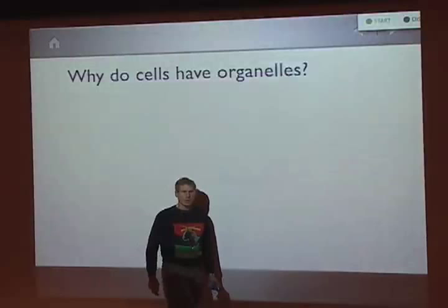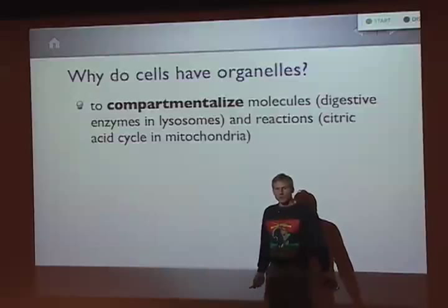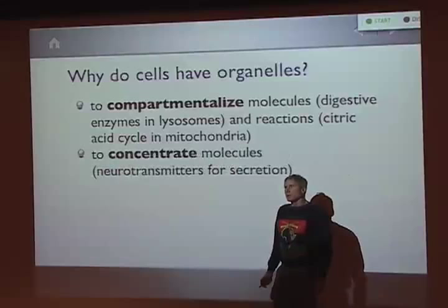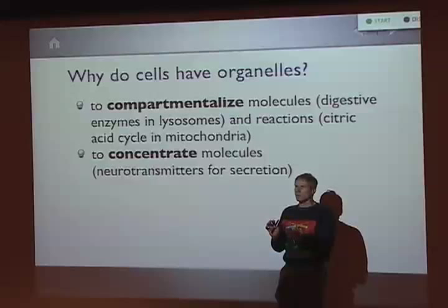So why do cells have organelles? Membranes are barriers, so they compartmentalize molecules such as digestive enzymes in lysosomes, or reactions such as the citric acid cycle that we learned about in mitochondria. Certain molecules are concentrated. We talked about neurotransmitters being concentrated in synaptic vesicles, and they're secreted in response to an action.